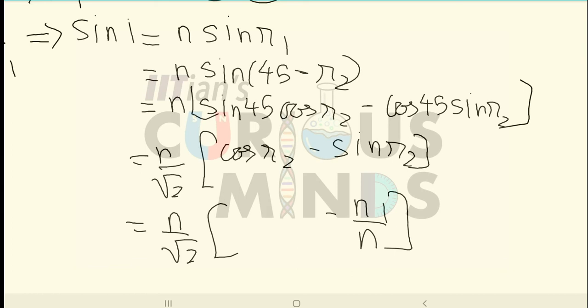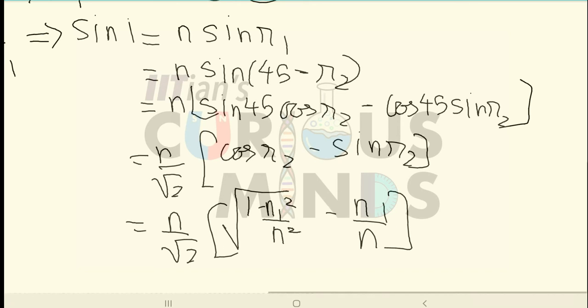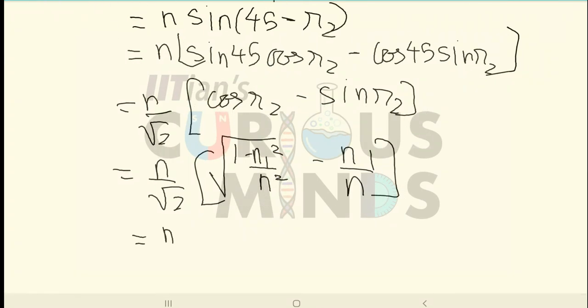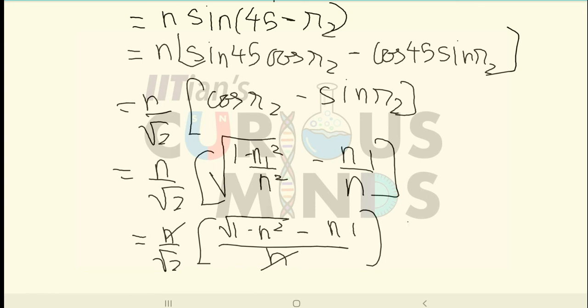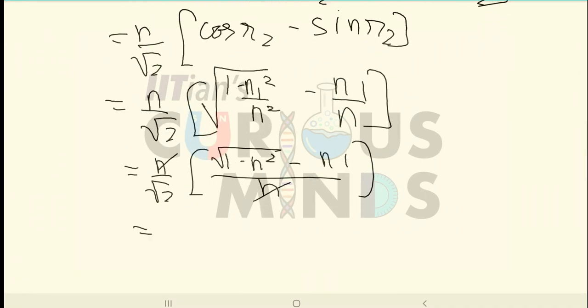Now how do I calculate the value of cos r2? It will be equal to root of 1 minus sin square r2, so it will be equal to root of 1 minus n1 square divided by n square. Now if I substitute the value, it will be equal to n by root 2. This part will be equal to 1 minus n square minus n1 divided by n. n will be the common denominator, so basically it will be equal to root of 1 minus n square minus n1 divided by root 2.